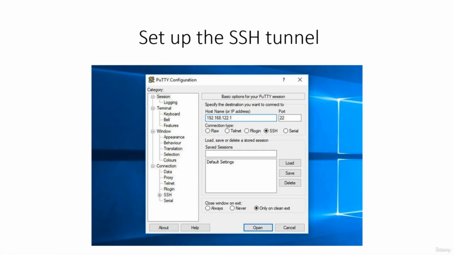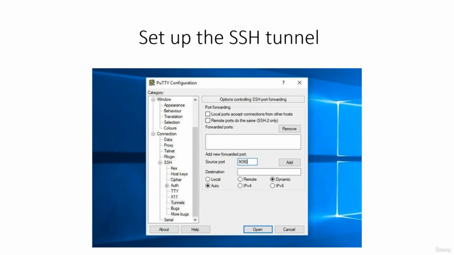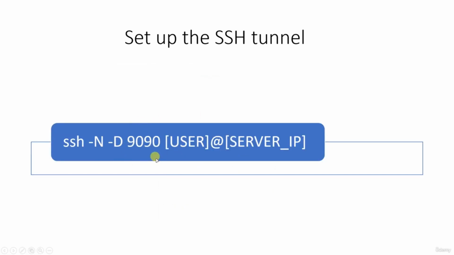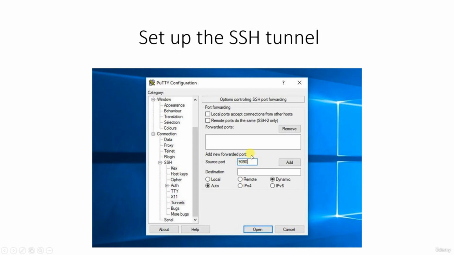Under the connection menu, as you can see in this sidebar, expand SSH, select Tunnels, and enter the port in this field, 9090, as previously defined. So select the port 9090 in the source port field and check Dynamic. Make sure the Dynamic radio button is selected. Then click Add.